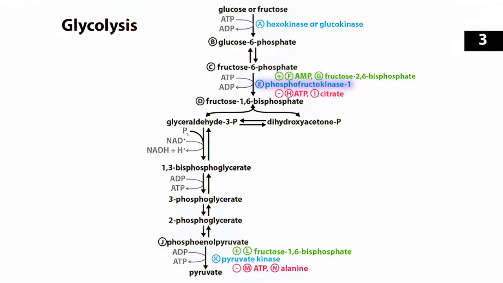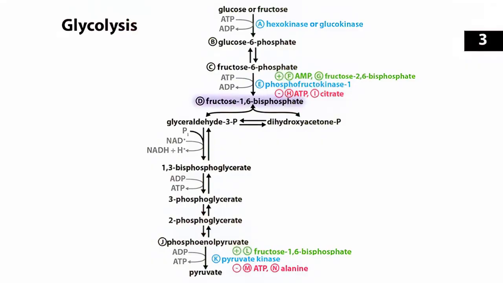Well, high energy states. So letter H is ATP. If there's already a lot of ATP around, you don't need to make more of it. Another thing that inhibits PFK1 is citrate, which is letter I. So citrate is a substrate of the TCA cycle. So if you're overwhelming the TCA cycle, there's a huge amount of extra citrate around that's going to cause a feedback inhibition of PFK1. Then the next few steps of the pathway have nothing for you to fill in.